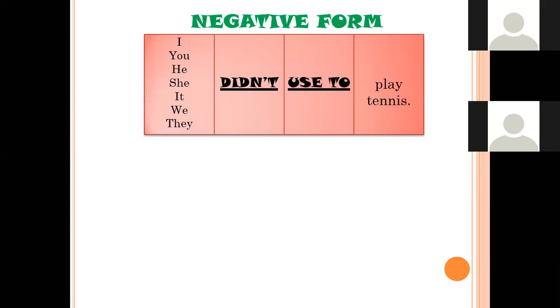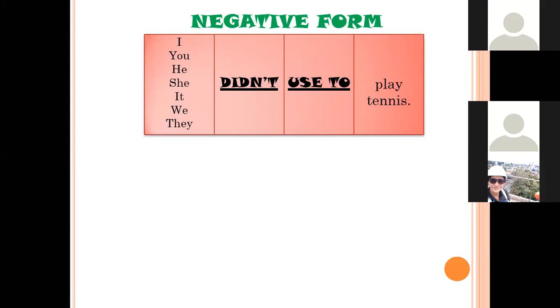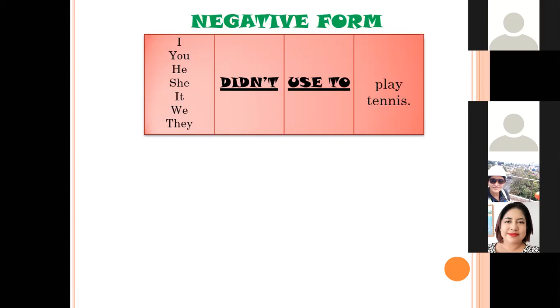Ana Valencia, can you read another example with she, please? She didn't used to have long hair. Very good. Silvia Villalta, can you read the sentence with they? They didn't used to play tennis. Excellent. All right, very nice. So now let's read the examples.